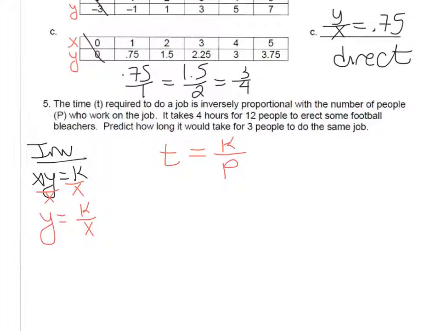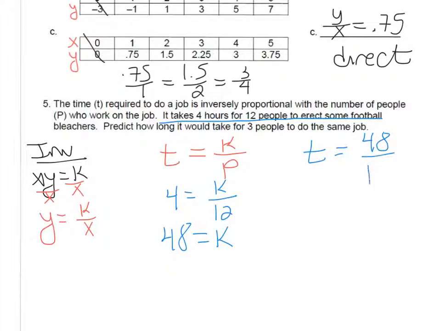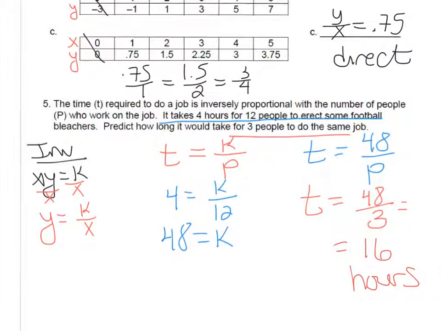It takes 4 hours and 12 people to erect some football bleachers. So we're going to use this information to solve for k. So 4 hours, 12 people, k is 48. Now we're going to plug in 3 people. And we get, I'll put down here, 16 hours.